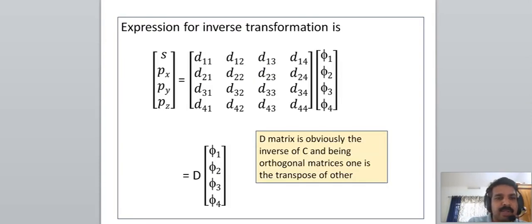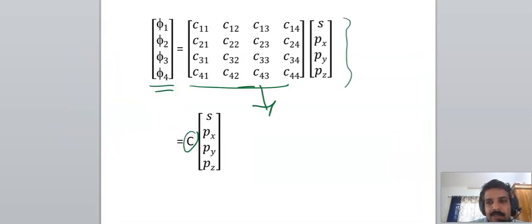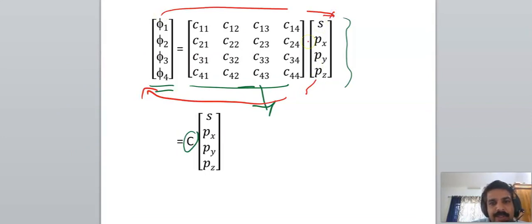Okay, the expression for inverse transformation. Then it becomes S, Px, Py, Pz. In the earlier equation, it was phi1, phi2, phi3, phi4. It becomes S, Px, Py, Pz. This was our equation. In inverse transformation, we are taking this to this side and this to this side. Then the coefficient will change. You can see here.